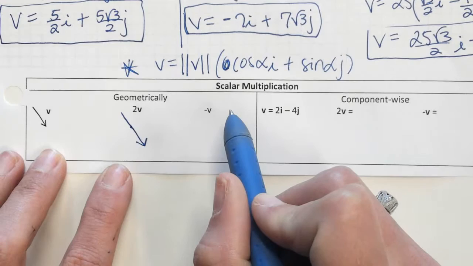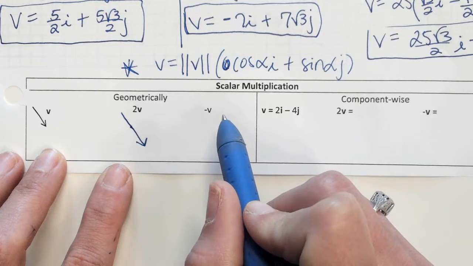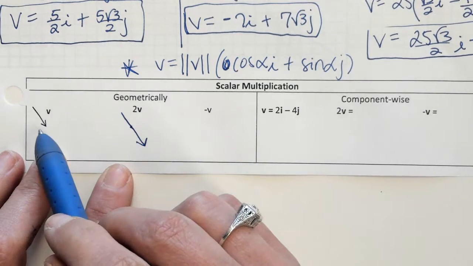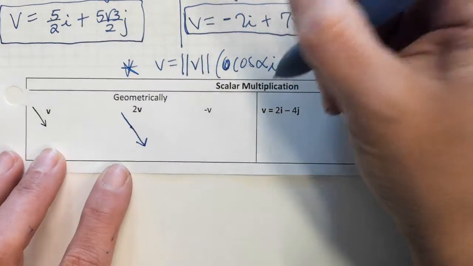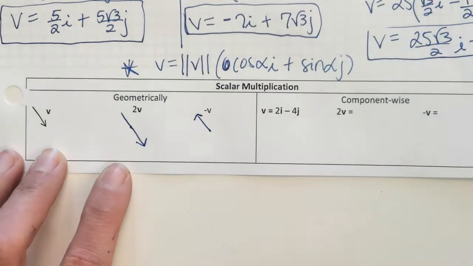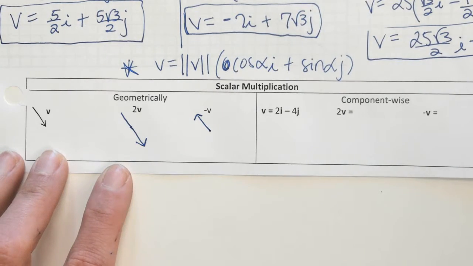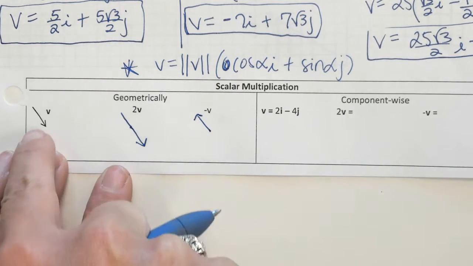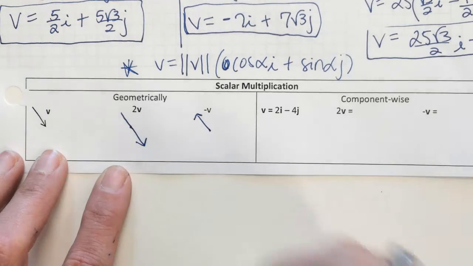What do you think negative v is going to do? Go down. And go up. Yes. Instead of going down, it's going to look the same, except the arrow is going to be pointed which way? Yes. And we're going to draw these in a minute. So just remember 2v means it's doubling the length. That's all. If it's negative, it's just going the opposite direction.